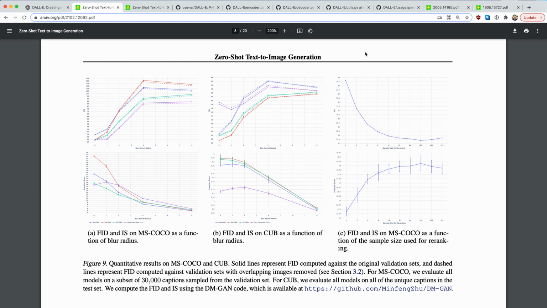Mm-hmm. Yeah, and that basically concludes the paper. Is there anything else here? Because I've worked a little bit on these text to image or image generation problems before, and they actually don't beat the state of the art. So when they do zero-shot performance on Coco, some of the existing models actually do a little bit better than DALL-E in terms of inception scores and FIDs.